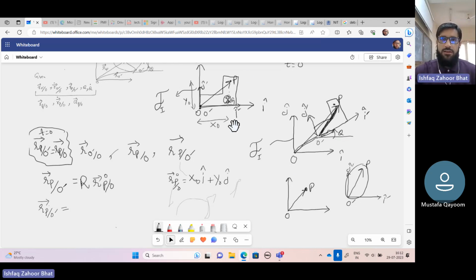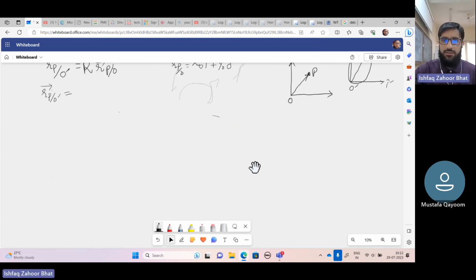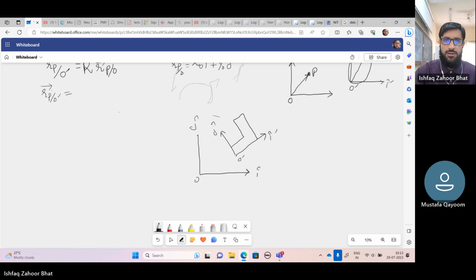I will redraw it so that you have better understanding. So this is I, this is J, this is I dash, this is J dash, this is O, this is O dash, and there was a body like this. And this was P, and this vector is our R P with respect to O dash. So can you tell me how can we write this R P O dash as a component?